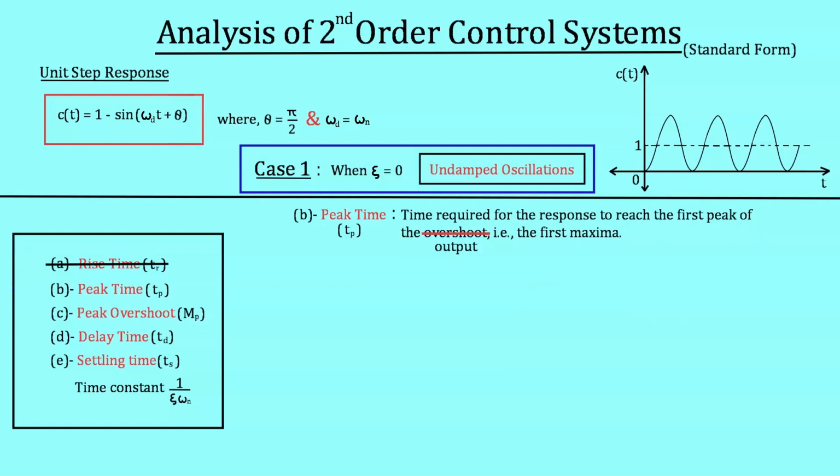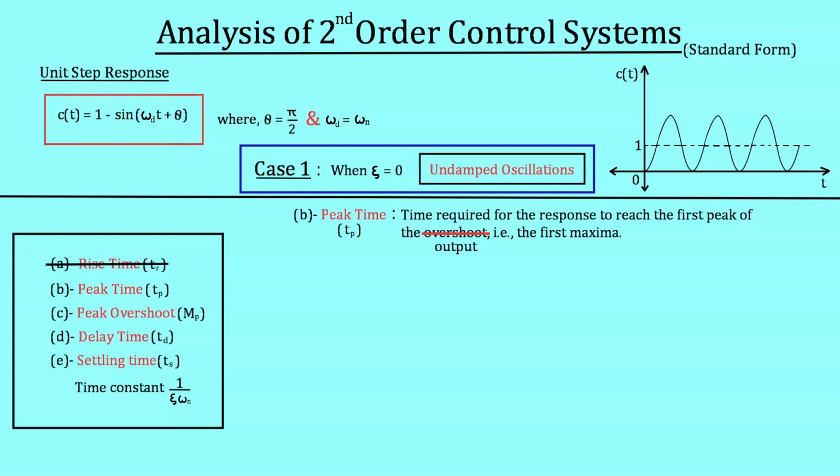The second parameter is peak time. It is the time required for the response to reach the first peak of the output. Here, the terminology of overshoot and undershoot are not valid. The reason is again the same. Since we are not having a steady state value, we cannot define overshoot and undershoot, as overshoots are the region of the output which lies above the steady state value. But here in this case, we don't have any steady state value. That's why overshoot and undershoot are not defined here. The peak will be simply referred to as the maxima and the valley will simply be called the minima. These cannot be referred to as overshoot and undershoot.